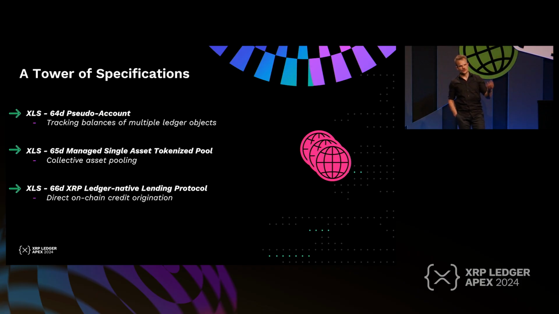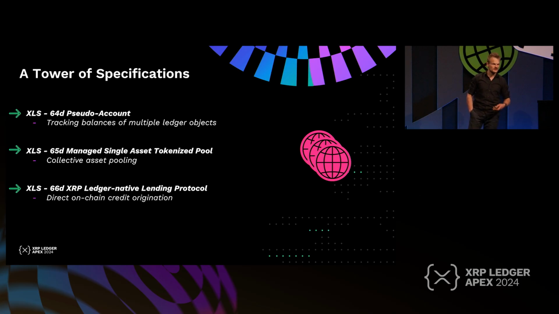XLS64, which introduces a pseudo account for tracking balances of multiple ledger objects. XLS65, which introduces the managed single asset tokenized pool for collective asset aggregation. And last but definitely not least, XLS66, which introduces XRP Ledger native lending protocol.